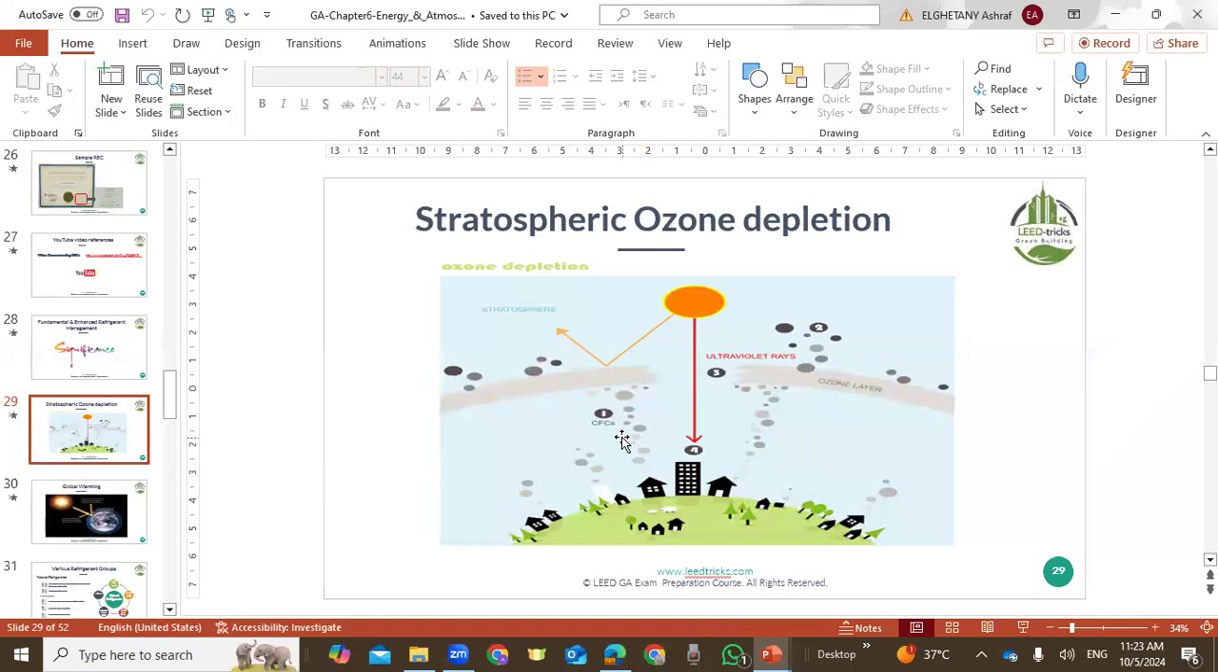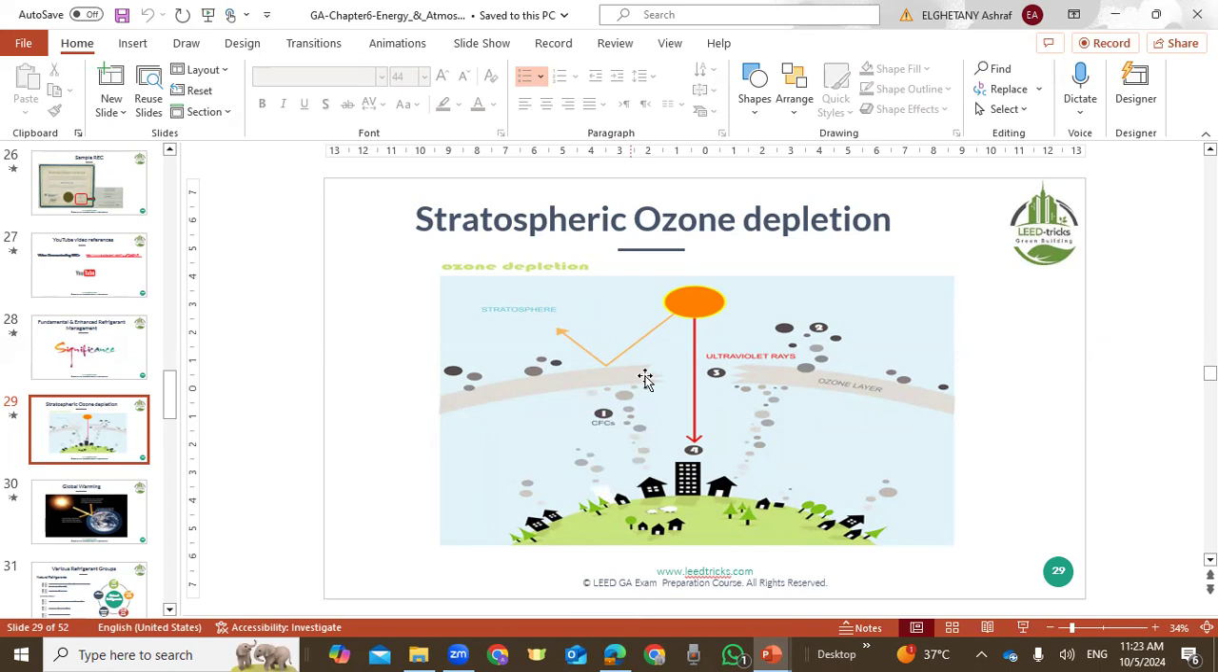Heating and cooling systems that use a liquid. What is this liquid? It's like CFC components. CFC, in Arabic, let's say الفريون. You know الفريون? الفريون اللي بيستعمل في الثلاجات. So, in English, CFCs, chlorofluorocarbons.